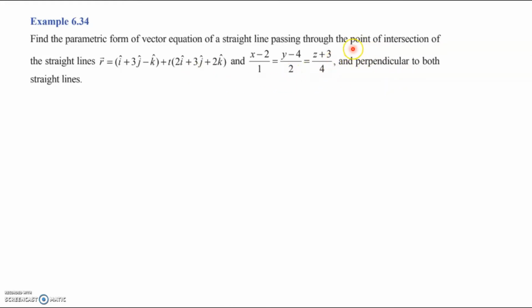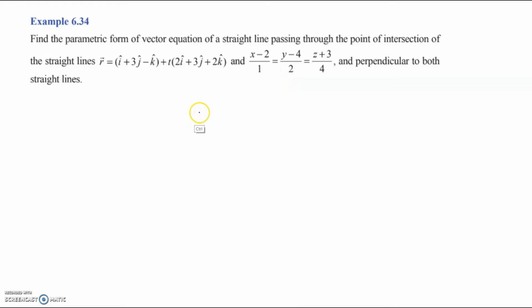So first you need to find this point of intersection by equating the coefficients of i cap and j cap and get the point of intersection. Then once you find the point of intersection, find the line which will be perpendicular to both these lines. And our required line can be used as a line which is parallel to this line. So let me just explain the methodology quickly for you.